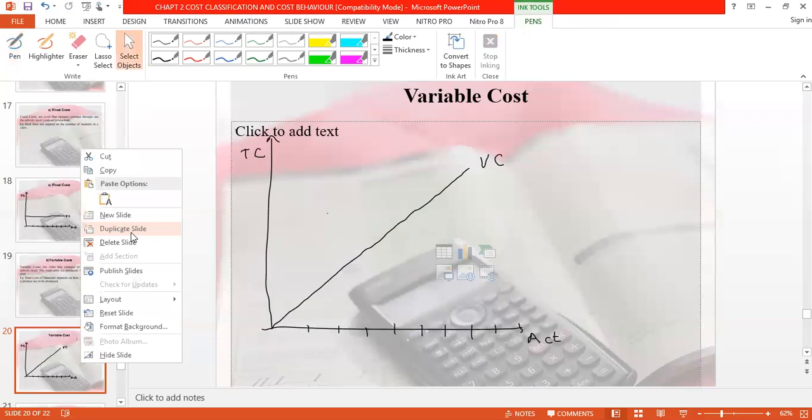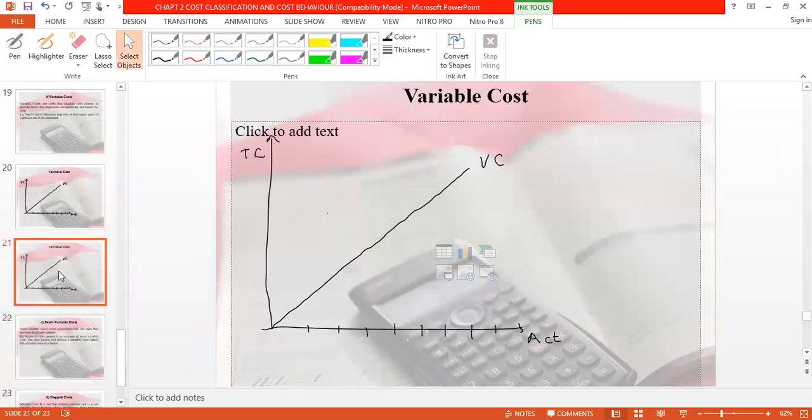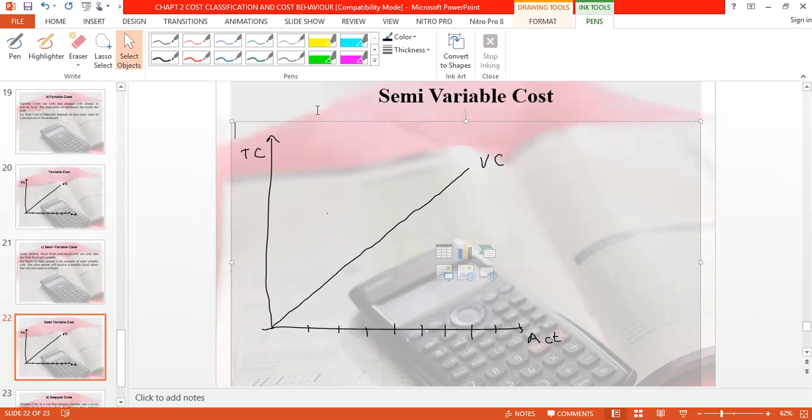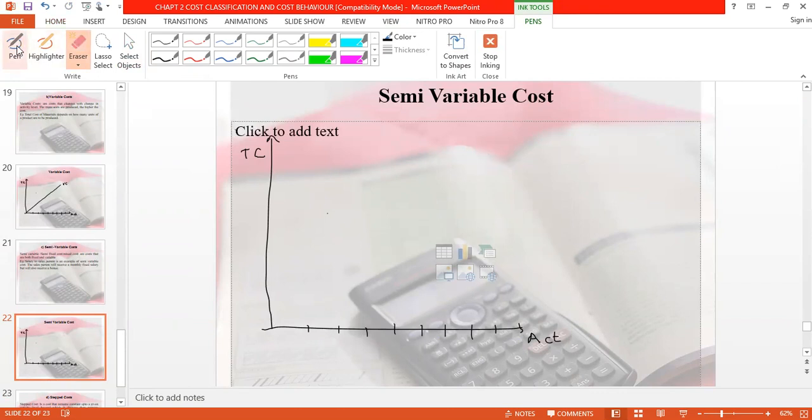I'm just giving examples. Duplicate, and then we want to look at semi-variable. How does a semi-variable cost look like? A semi-variable cost, on the other hand, resembles this. It starts from some point on the y-axis and it increases.